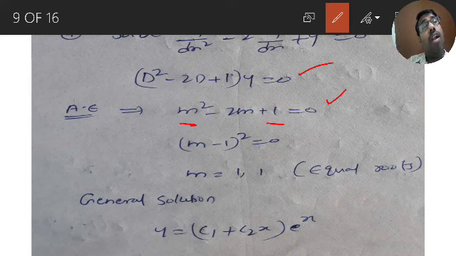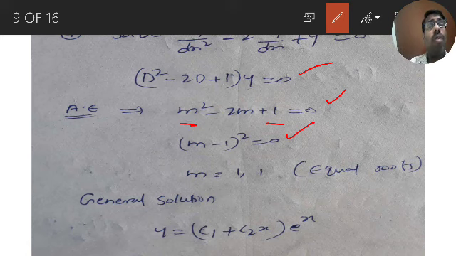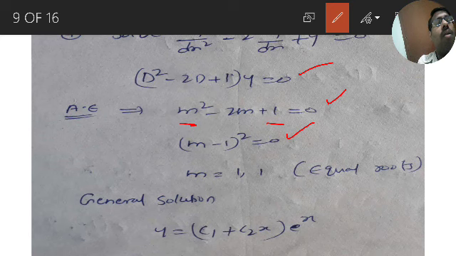Can you recollect the formula? That is a square minus 2ab plus b square form, that is a minus b all square. What is a here? m. What is b here? 1. So what you get? m minus 1 all square is equal to 0, which means m minus 1 into m minus 1 is equal to 0, so m is equal to 1 comma 1. They are real and equal roots.